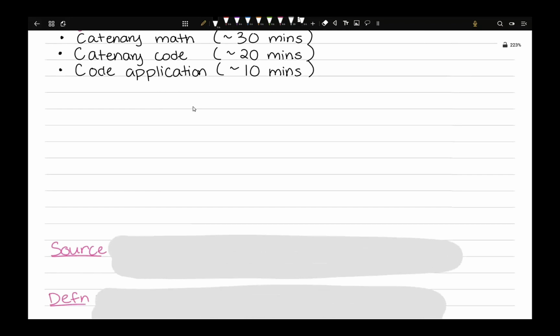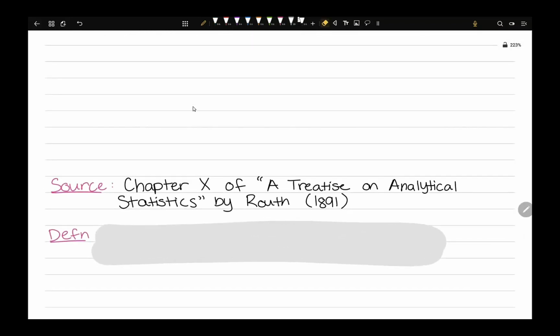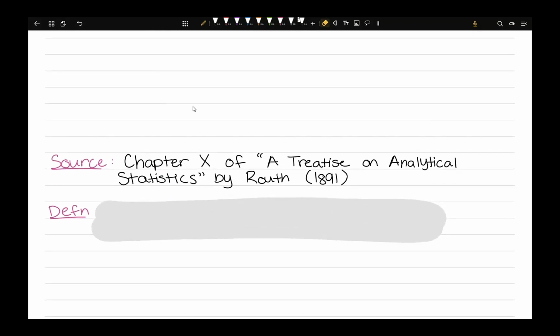All right. By the way, a lot of the source for the math in this talk comes from a book called A Treatise on Analytical Statics by Routh. That was from 1891. So if you're interested in learning more, there is a lot more to know about ropes than just what I'm telling you.